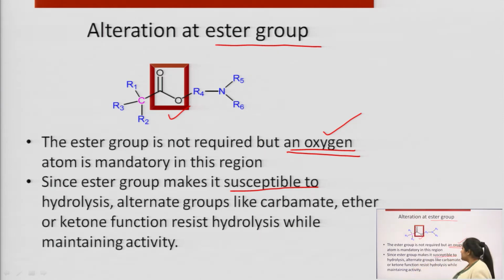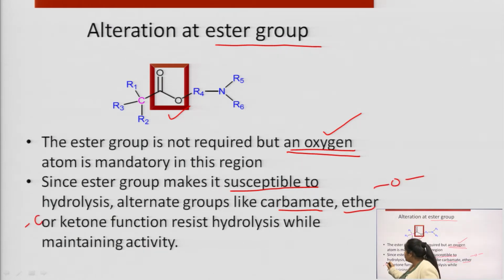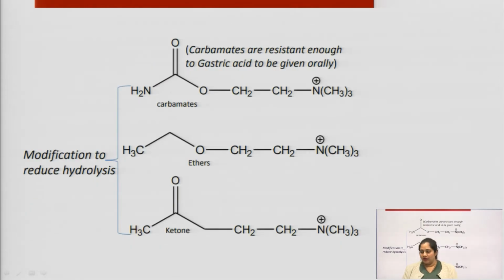So, alternative groups like carbamates, ethers or ketones can be used to decrease this susceptibility towards hydrolysis. That will lead to compounds that resist hydrolysis, so their metabolism can be delayed while the activity is wholly maintained. So, it would be a better option to replace this ester group with either carbamates, ethers or the ketonic functional group to reduce the chances of hydrolysis.